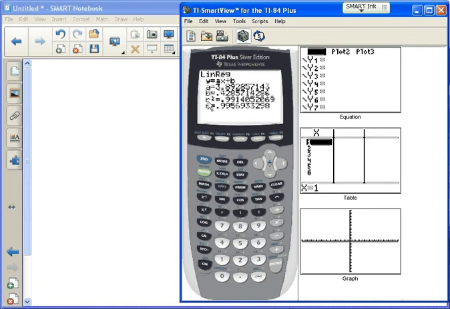So our equation is going to be y equals 3.89x plus 0.43. If you'll give me a moment, I'll write that up. Y equals 3.89x plus 0.43. That's part A.